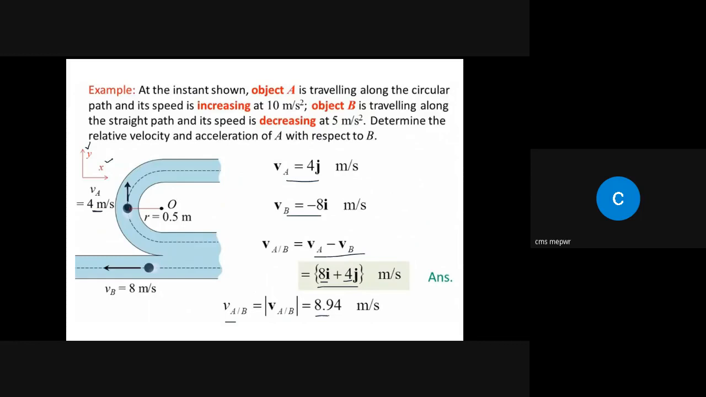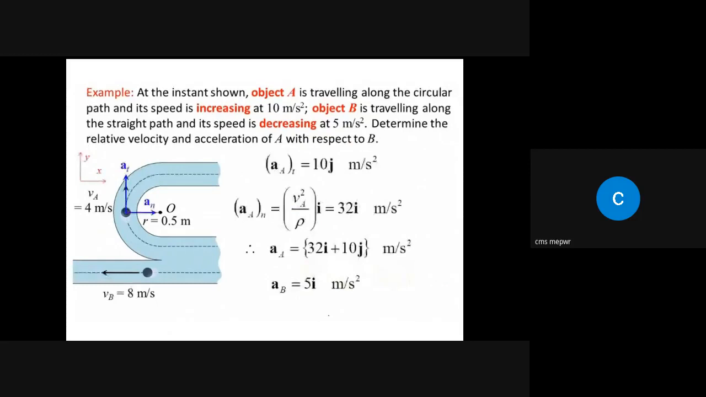Now let's look at the acceleration. If we consider the acceleration of this particle, they are saying that the speed is increasing at 10 meter per second square, and we know that the change in magnitude is basically given by at. So at is given over here, and an is basically given by the equation v square by rho. This is particle A, so we put v square A, and this is the radius rho, which is given as 0.5. So put the value VA as 4 meter per second. This one will become 16, divided by 0.5. When you do the calculation, you will get 32, right?